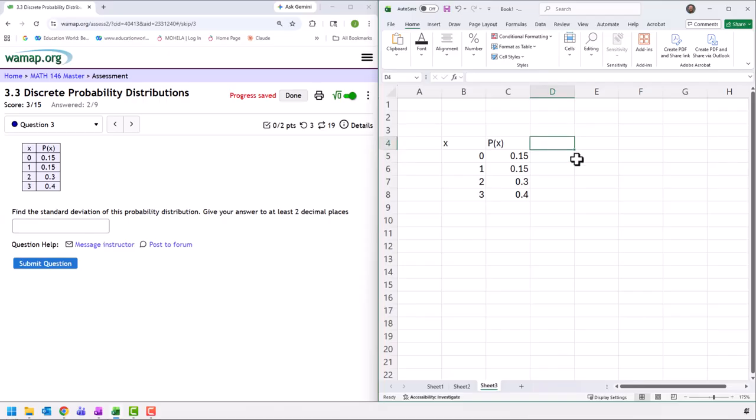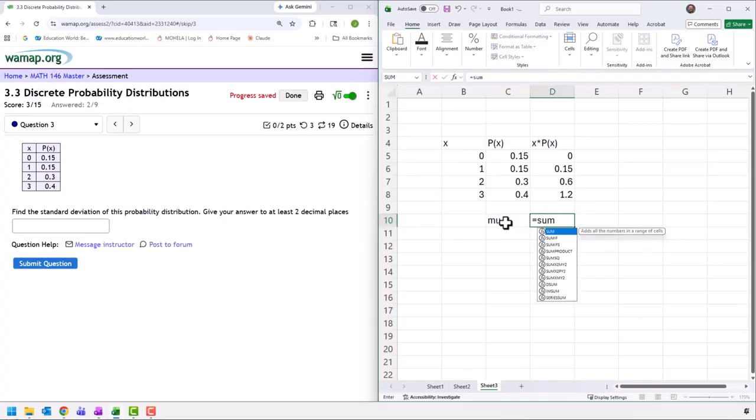So finding the mean, x times p of x, and I'll do this cell times this cell and double click down. I do kind of like to check that these add to 1. They do, so just in case. So now my mean, mu, is the sum of these. So this is 1.95.